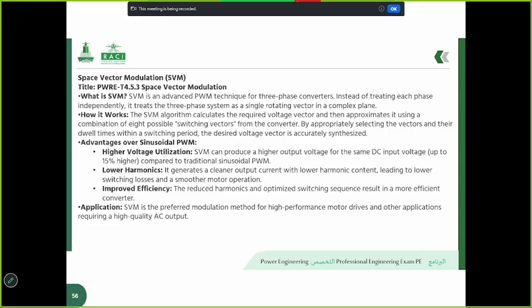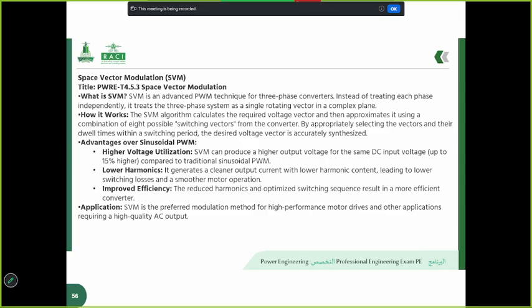Compared to conventional sinusoidal PWM, SVM offers several significant advantages. First, it achieves a higher DC bus voltage utilization, meaning it can produce a higher output AC voltage for the same DC input voltage, often up to 15% more. Second, it generates a cleaner output waveform with a lower harmonic content, which leads to reduced switching losses in the converter and smoother, quieter operation of the load, such as an AC motor.